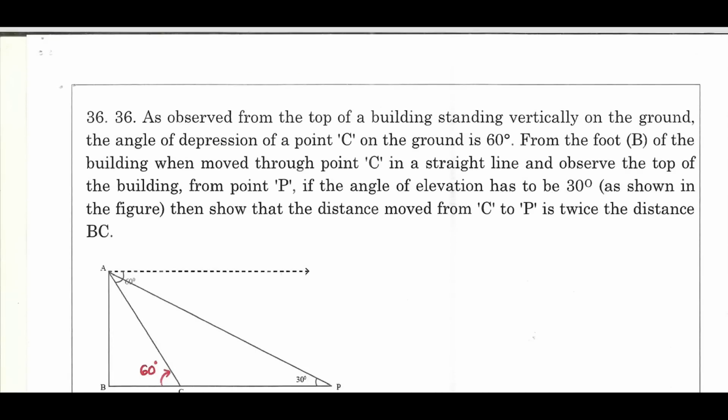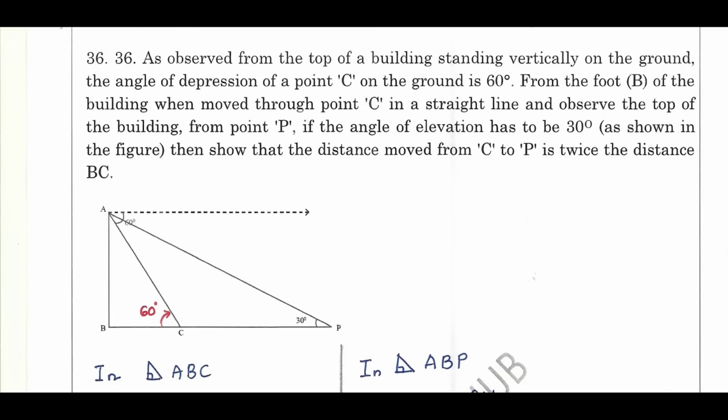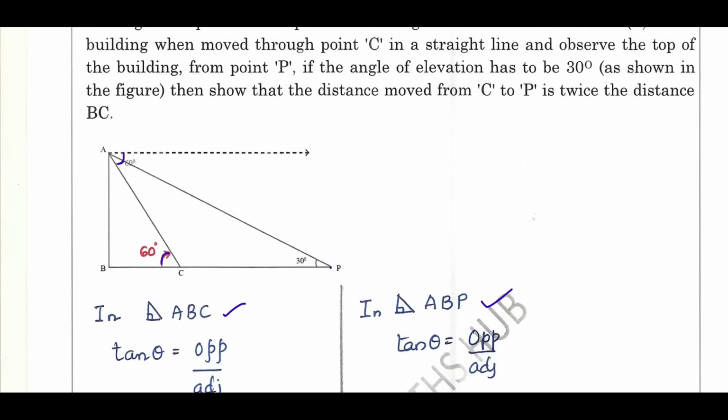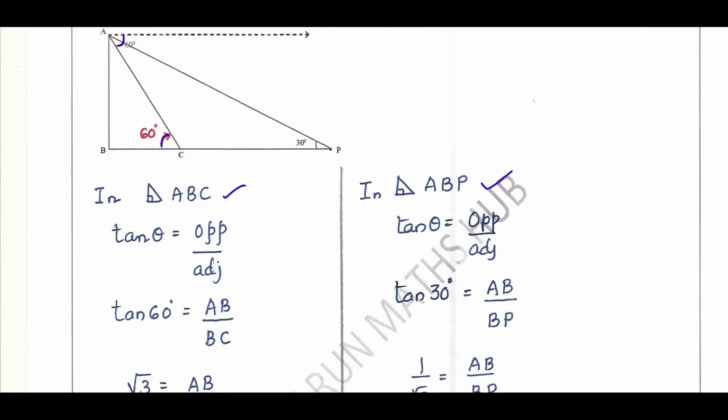Next, the 36th question from the unit applications of trigonometry. As observed from the top of the building standing vertically on the ground, the angle of depression of a point C on the ground is what? 60 degree. So I have taken the angle C as 60 degree because they are alternate angles. From the foot of the building, when moved from point C in a straight line, observe the top of the building from point B, angle of elevation is 30 degree. Now there are two right angle triangles, right? Right angle triangle ABC and right angle triangle ABP. What we should prove? We should prove that the distance from C to P is twice the distance BC.